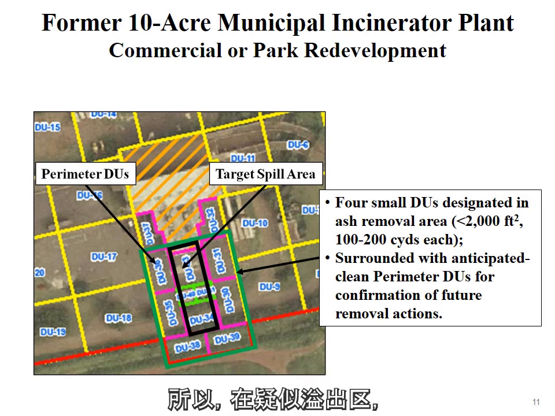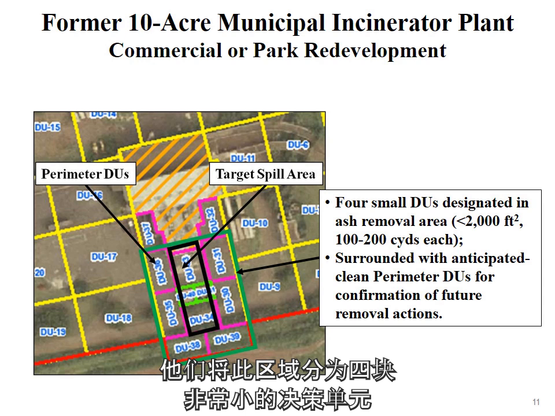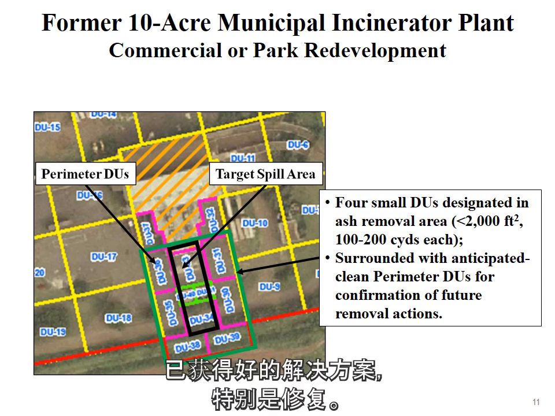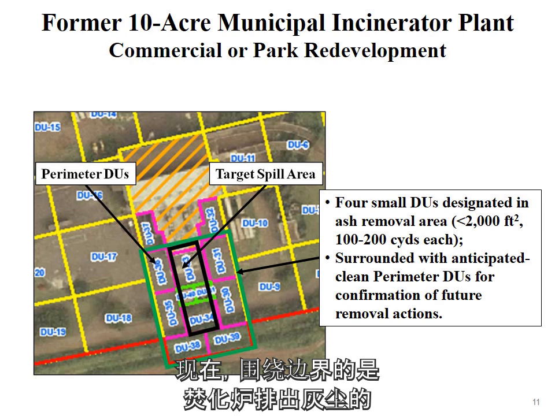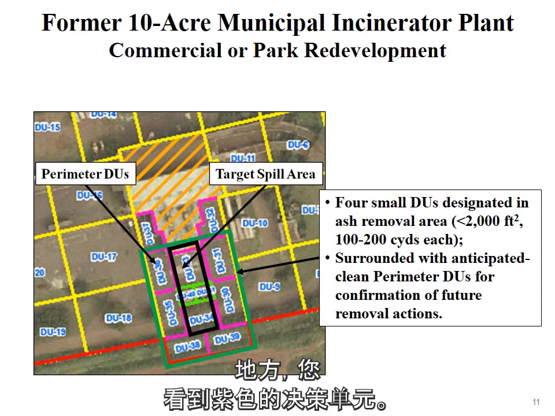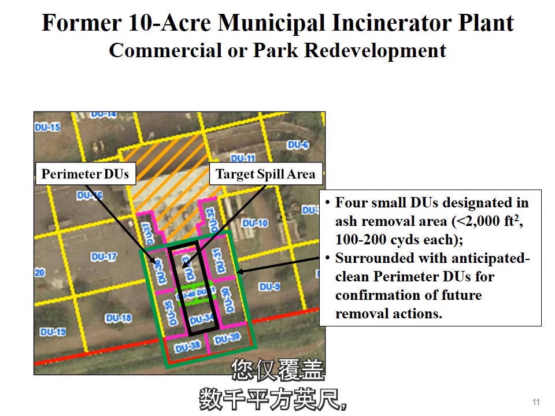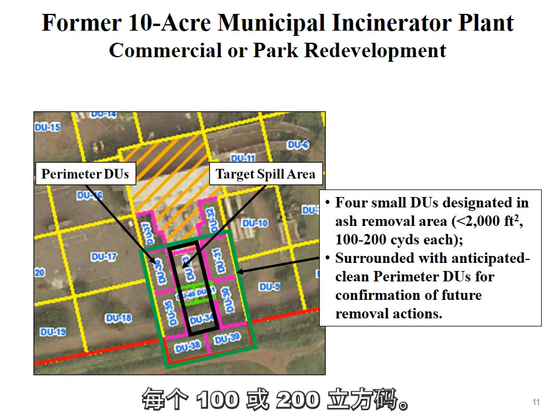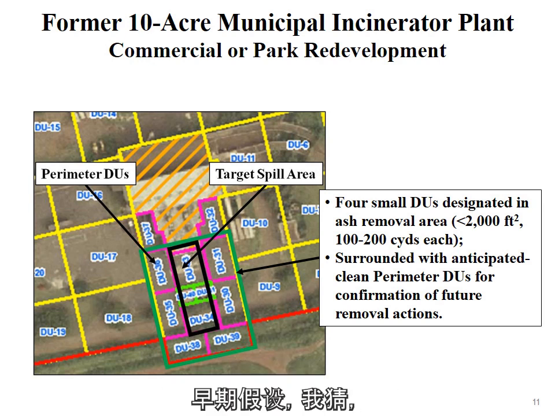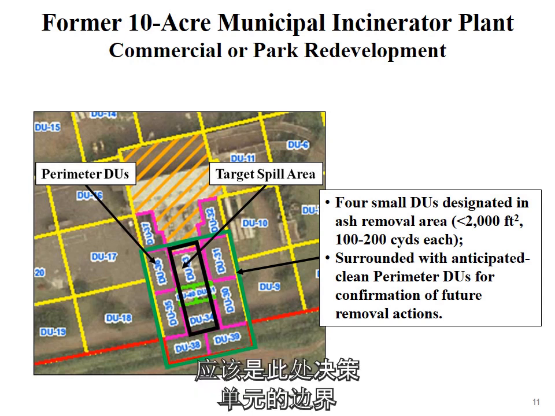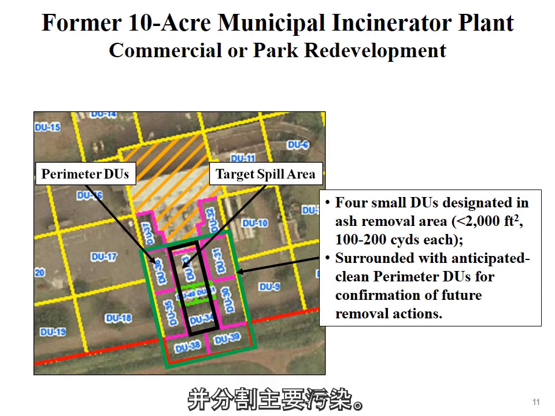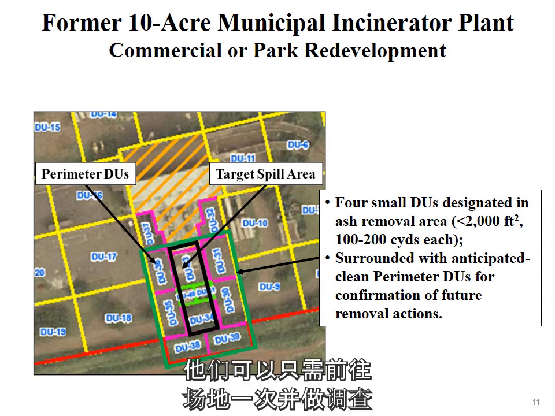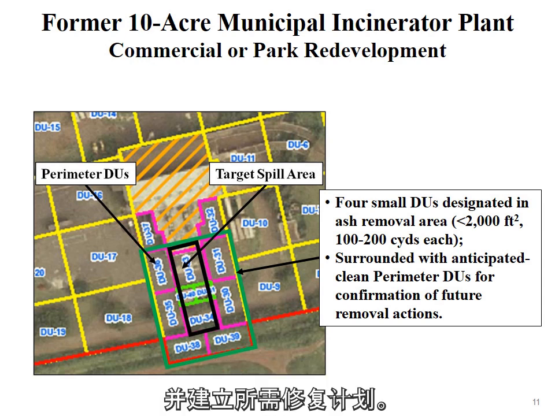So in the suspect spill area, they divided the area into 4 fairly small decision units just to get good resolution, especially for remediation. So you see these 4 small decision units here. Now around the edge of where the ash was coming out of the incinerator, you see these purple DUs. Again, they're fairly small. They're only covering a few thousand square feet, 100 or 200 cubic yards each. And the early assumption, I guess hope, was that these perimeter decision units would all come up clean, and very quickly they could identify and isolate the main contamination, and in one go they could investigate the site and set up a remediation plan as needed.